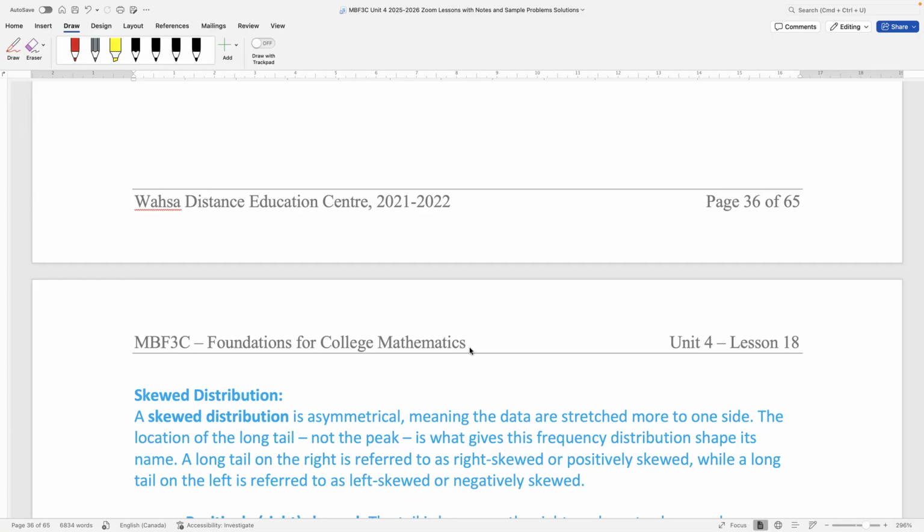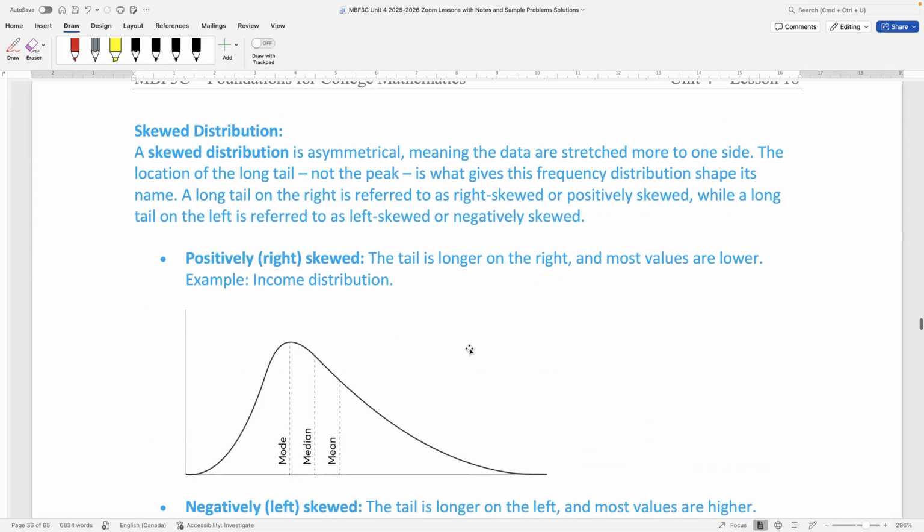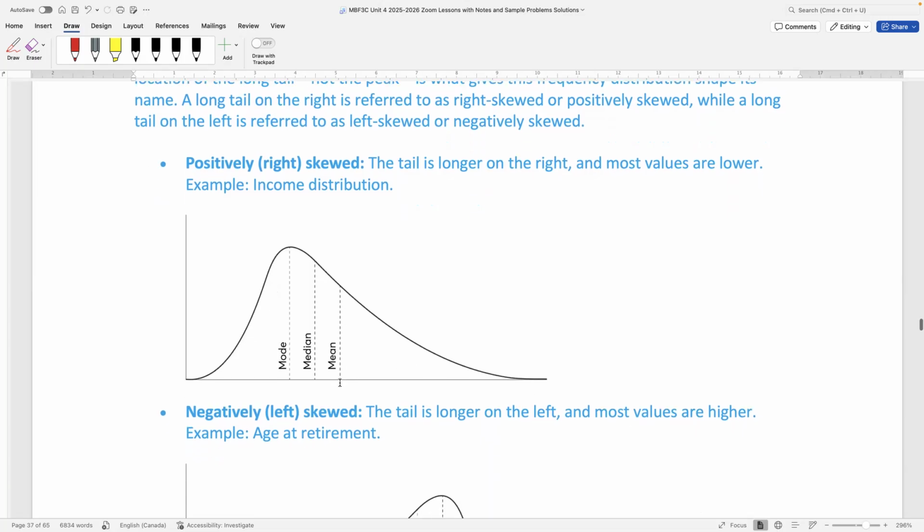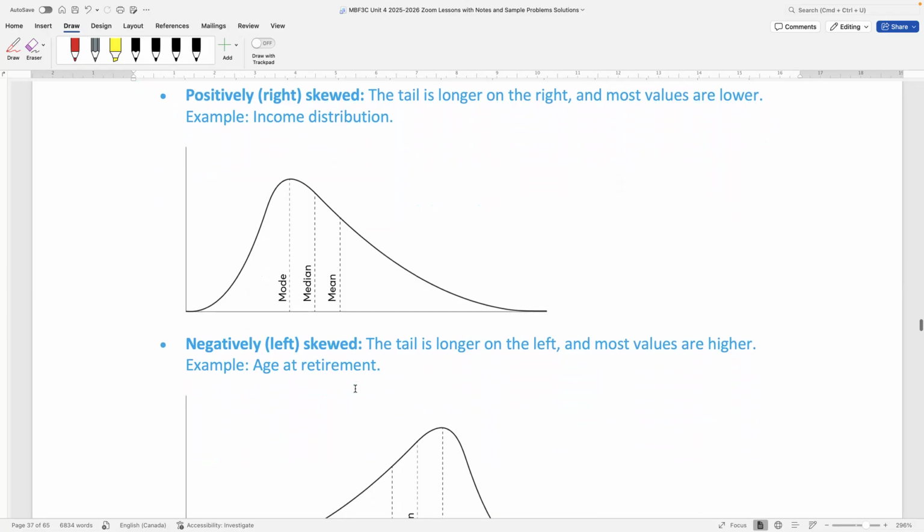So here are some examples. In a right skewed distribution, the tail, which is the shorter, flatter part, is over here. In this one, the mode will be the number right there, the median will be about right there, and the mean will be over here somewhere. And then the left skewed is kind of the flip of that.